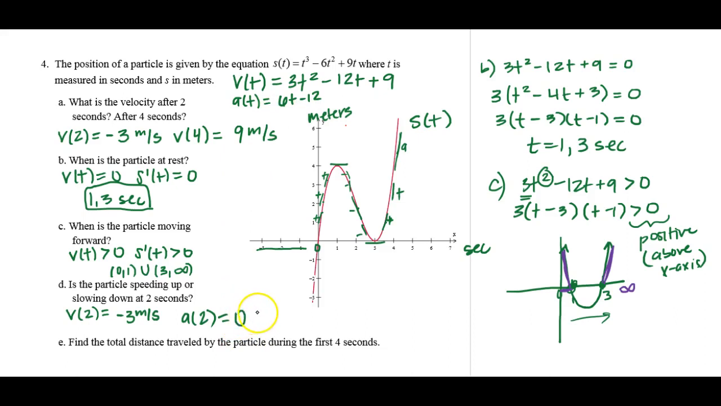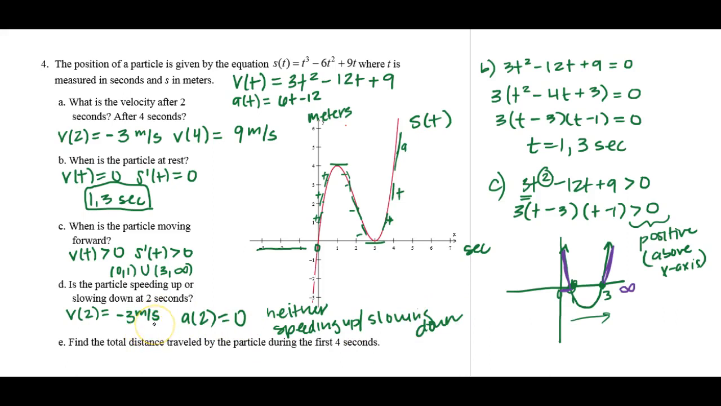So if I plug in 2, 6 times 2 is 12, minus 12 is 0. Now 0 is neither positive nor negative. So in order to say something is speeding up or slowing down, both acceleration and velocity have to have the same sign or opposite signs, but 0 has no sign. So at 2, the answer is neither speeding up nor slowing down. It's not doing either.